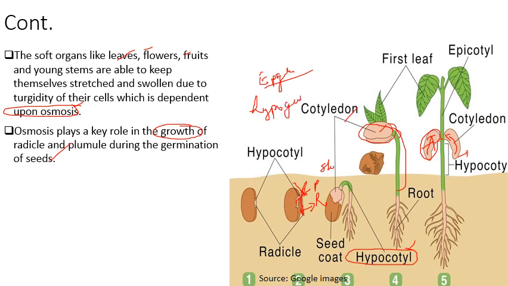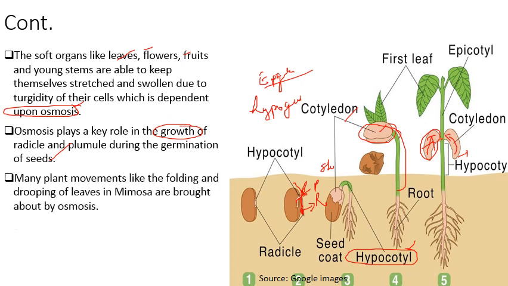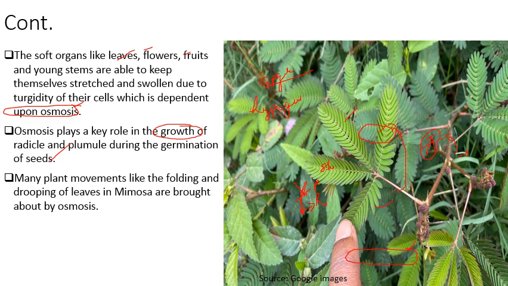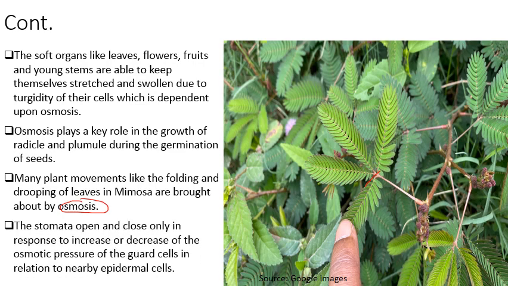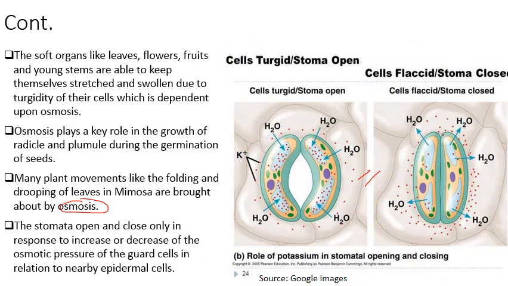So there are basically two types of germination present during the process of seed germination, and osmosis plays an important role in it. Then many plant movements, like folding and dropping of leaves, that we can see in this plant, Mimosa pudica. This is the touch-me-not plant. Its leaves fold when we touch it. This is brought about by osmosis. This also happens because of osmosis.